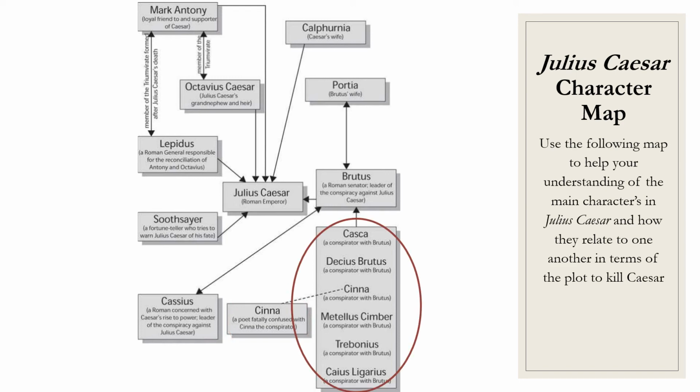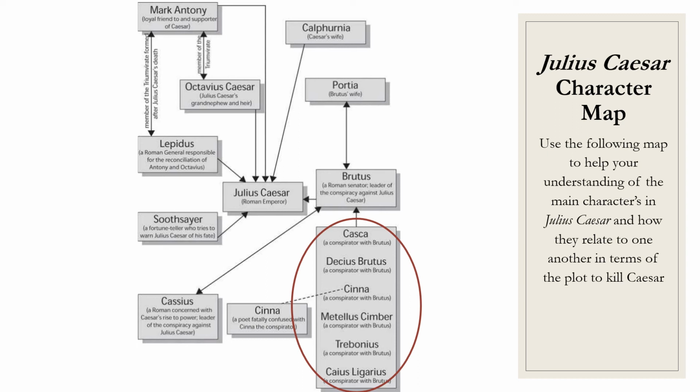And then finally, the last set of characters I'm going to hold you responsible for now are the ones circled here. All of these are conspirators against Julius Caesar, so they are going to be plotting with Cassius and Brutus to bring about the downfall of Caesar. And I'm just going to run through their names quickly to pronounce them so that we can start getting used to the way their names sound.